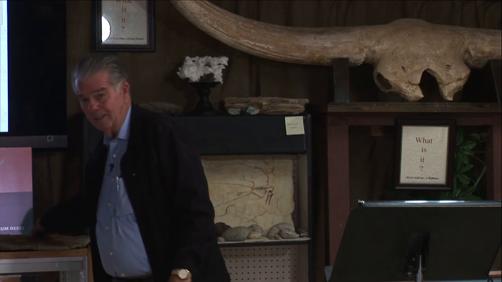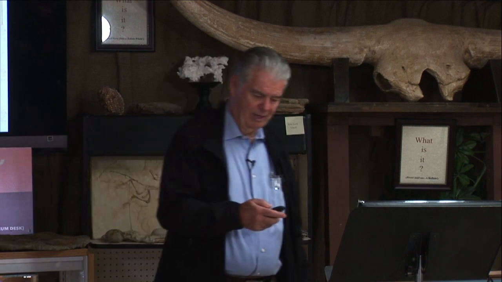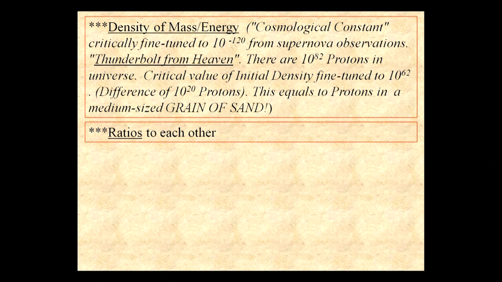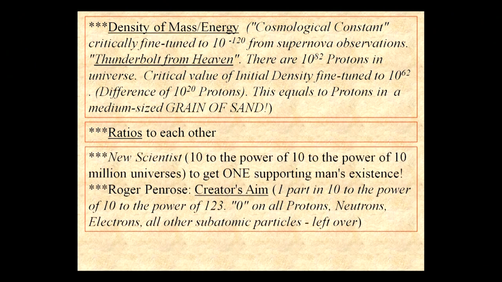Okay, we're almost out of time. Can you wait a little longer? Yes. Okay. So that's what this means. And the ratios, not only each ratio, but the ratios to each other. New Scientist, a scientific publication, presented an article to get one additional universe. Now, the secularists say, okay, we know how this universe is so fine-tuned. There have to be other universes, and we just happen to live in the one that's just right.